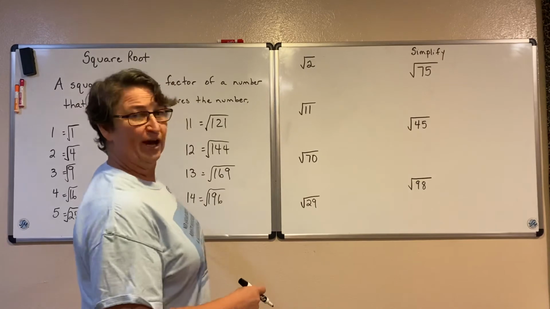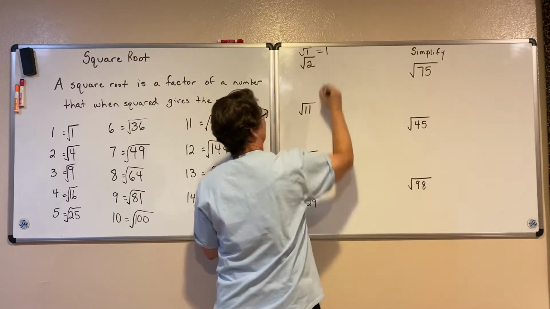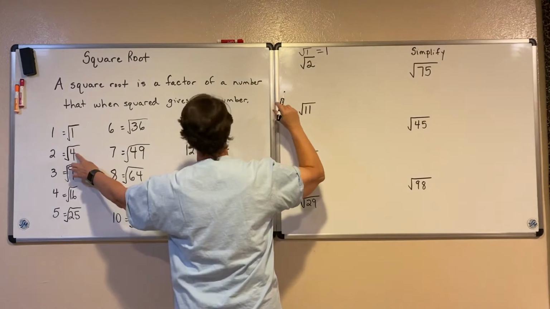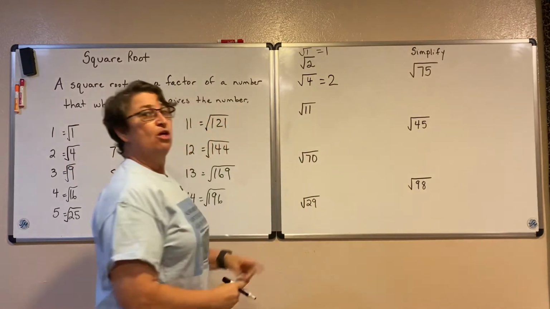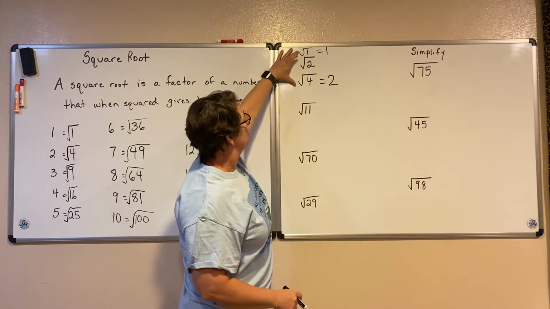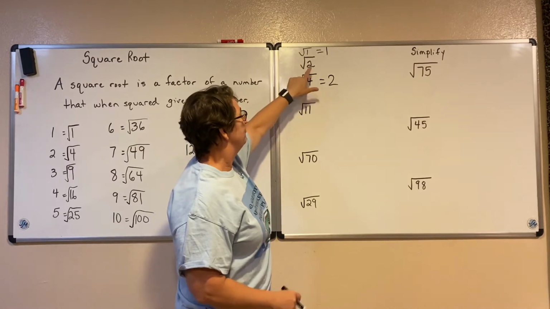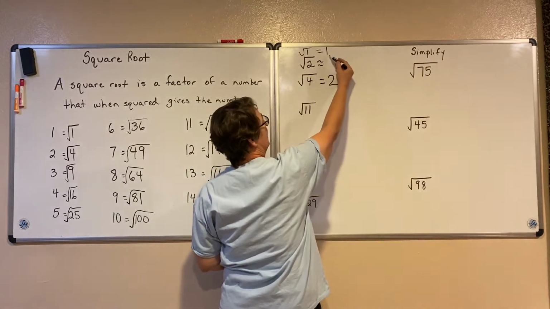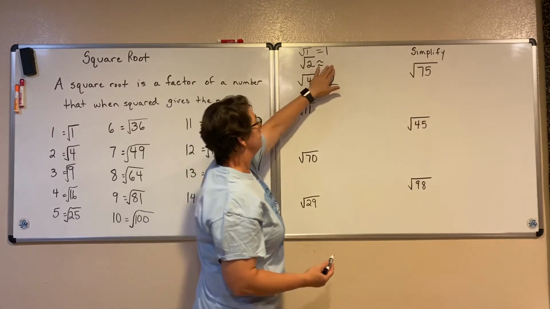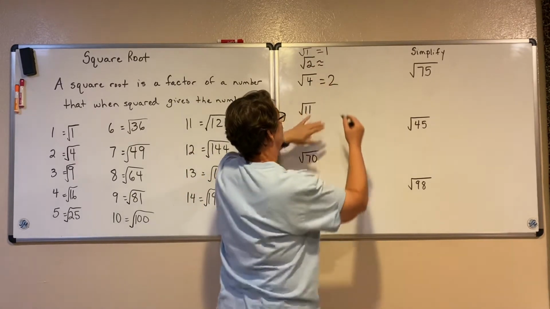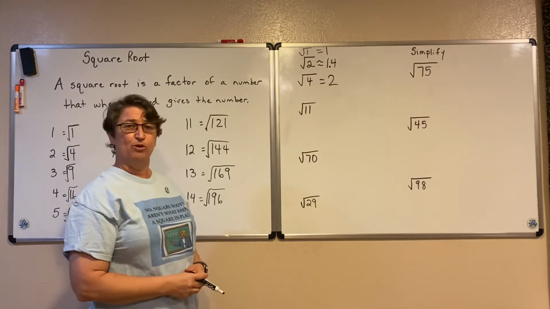I can use my perfect squares to help me. For instance, I know that the square root of 1 is equal to 1. And I know that my next perfect square is 4. The square root of 4 is equal to 2. The square root of 2 is somewhere between those two numbers. It's between the square root of 1 and the square root of 4, so it's going to be between 1 and 2. Since 2 is closer to 1 than it is to 4, this answer is going to be closer to 1 than it is to 2. It's about 1.4-ish. I'm just approximating, but it's about 1.4.